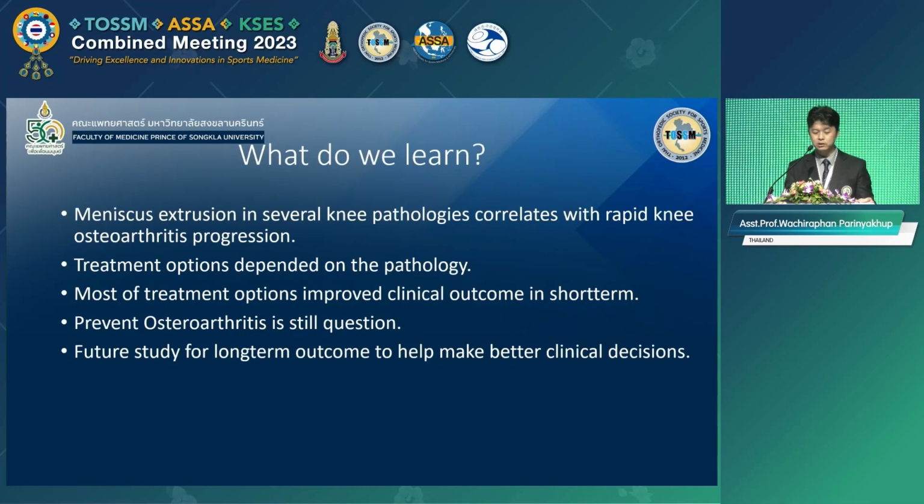What we learned today is that meniscal extrusion can be present in several knee pathologies, correlated with rapid knee osteoarthritis progression. The film X-ray cannot detect this abnormality. Treatment options depend on the pathology. Most treatment options improve the clinical outcome in the short term, a few years. Preventing osteoarthritis is still in question. Future studies of long-term outcome can help us make better decisions.